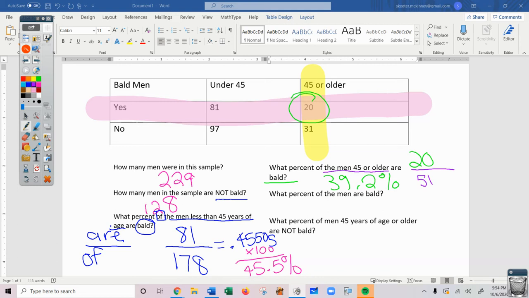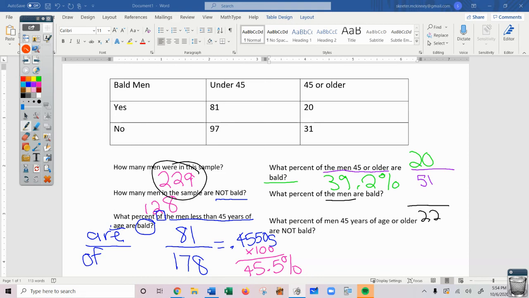Okay, next question. What percent of the men are bald? So we know we need a fraction because we read the word percent. And I need a fraction of the men. So of the men means of this entire sample because they are all men. Good news, we already calculated that. So I have 229 on the bottom. So right now, of the men, this entire table is counting so far. I've used everything.